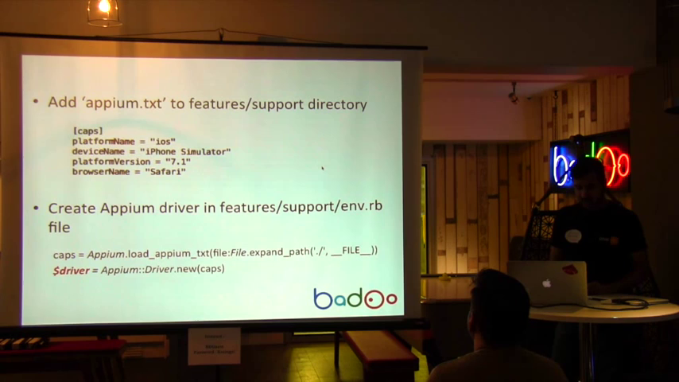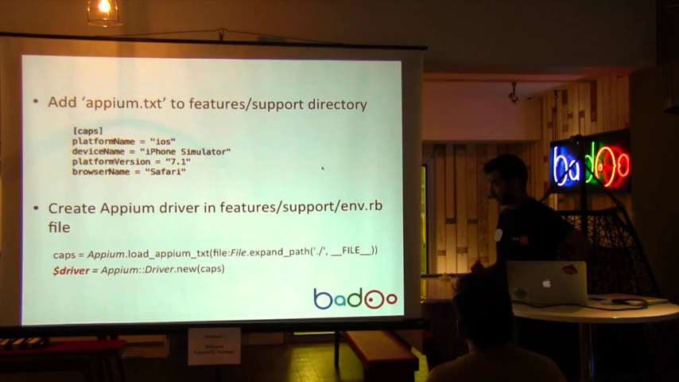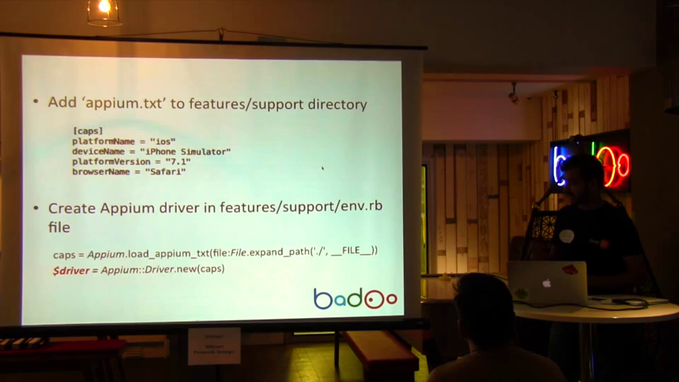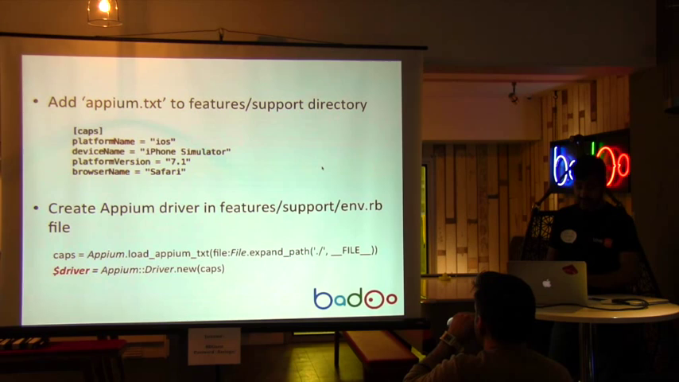So in Ruby, the env.rb file is the main environment, the first executable file. Whenever you run a cucumber project, it will look for the env.rb file and start executing it. One of the best places is to keep the code loading the Appium text file you mentioned in the support directory and create the Appium driver from it.